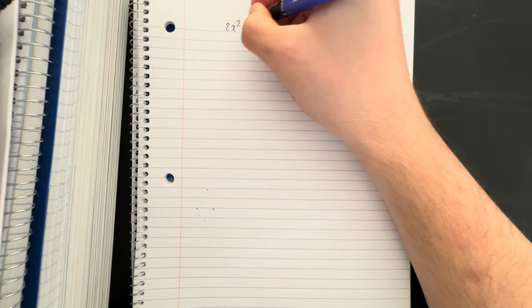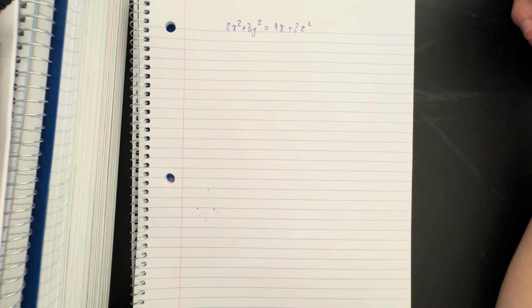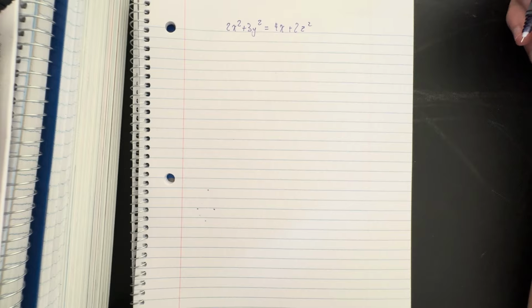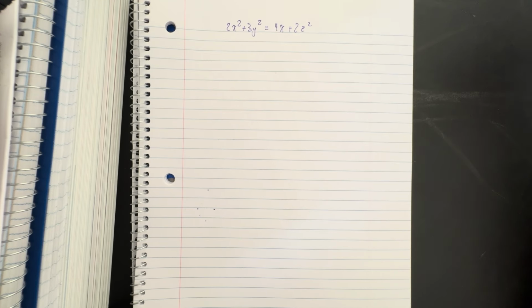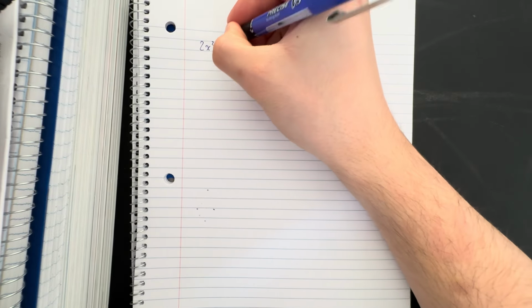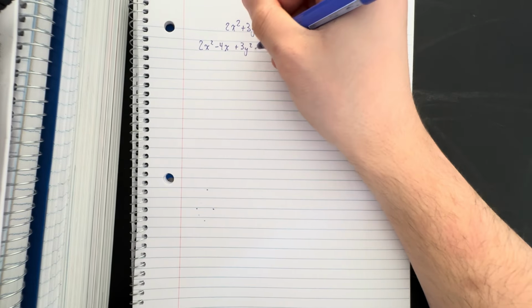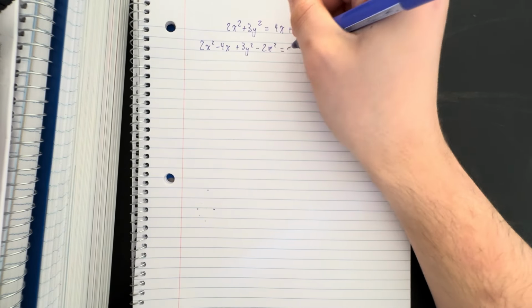So, first question, this is from Spring 2023, Exam 1, Question 4. It gives you this equation. It says 2x squared plus 3y squared equals 4x plus 2z squared. And it tells you to identify what this is. So how I would approach these is I would group terms. If I group terms on one side, I have 2x squared minus 4x plus 3y squared minus 2z squared, and that's going to equal 0.